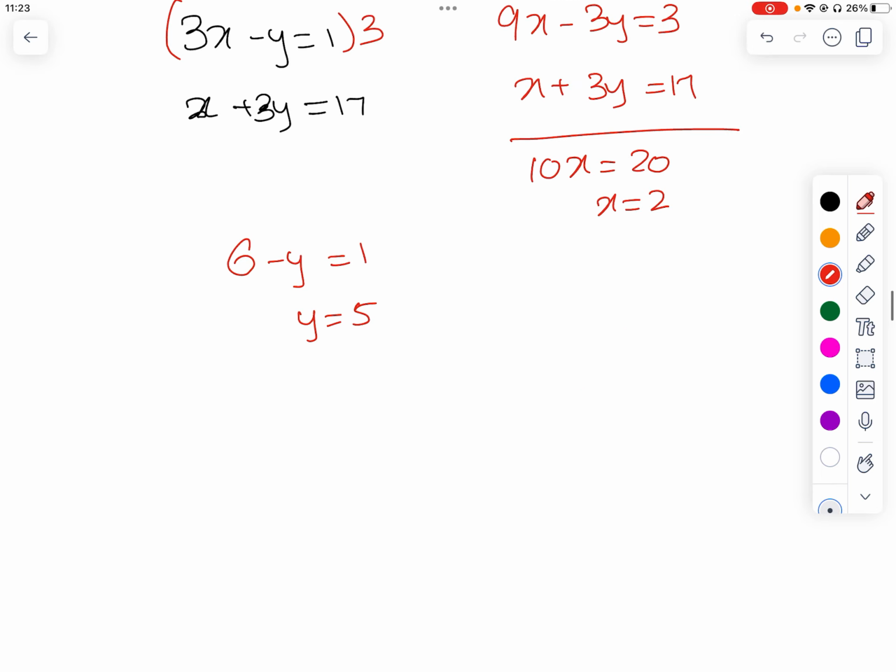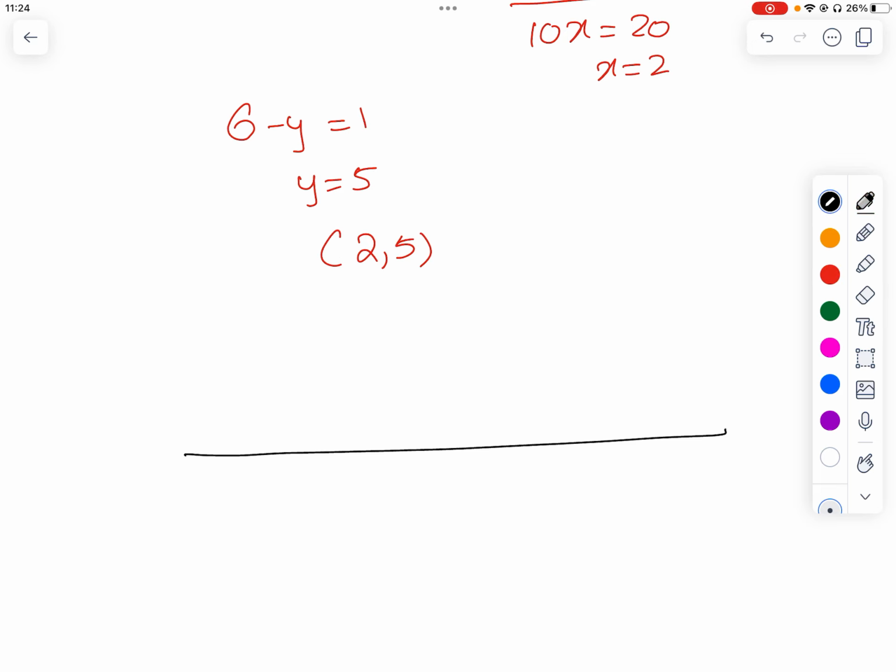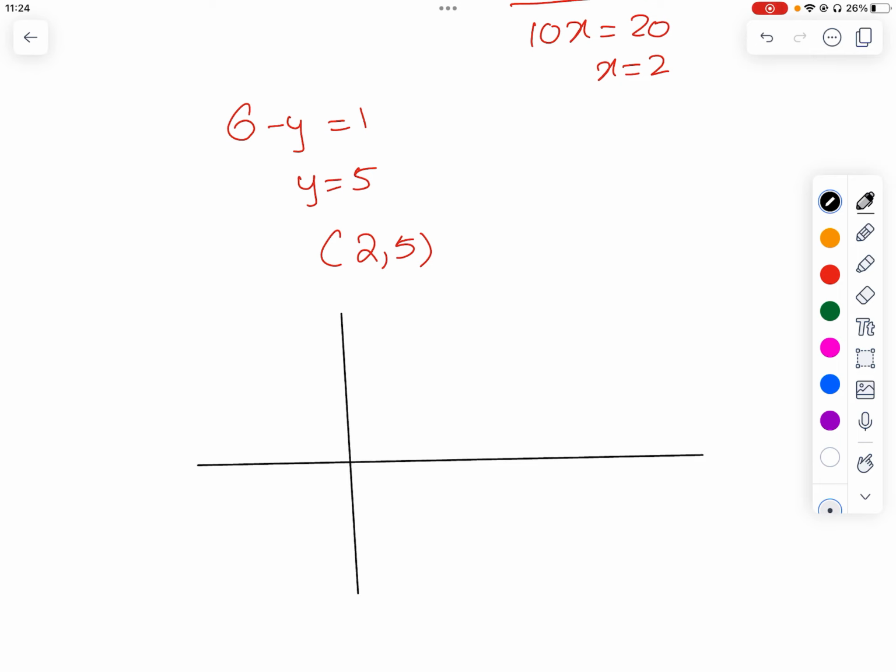So what is the point of intersection? (2, 5) is the point of intersection. Now they are perpendicular to each other. So I'm drawing a rough graph. This is a straight line L1 and this is a straight line L2. This is point A and this is point B.